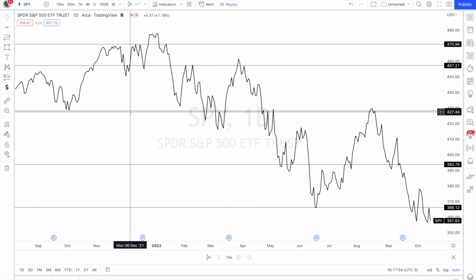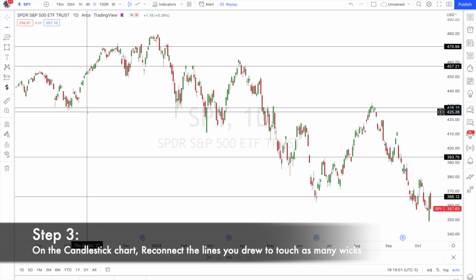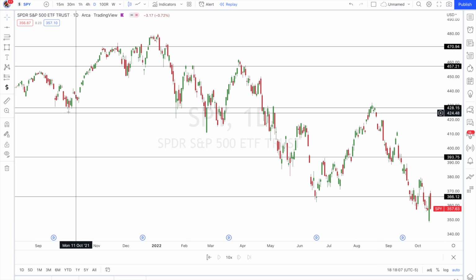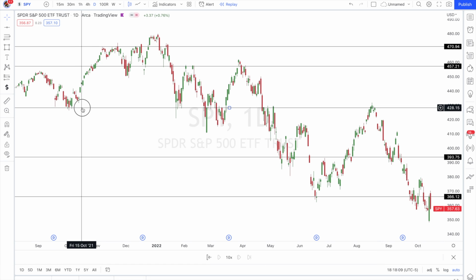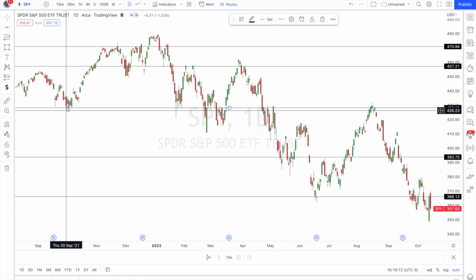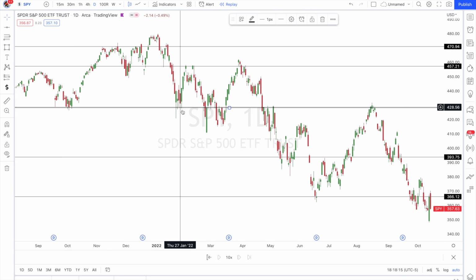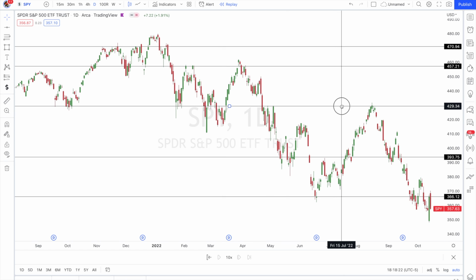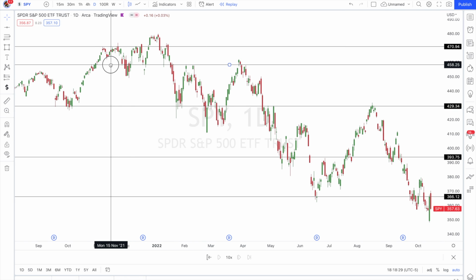Okay, after you've got your most obvious points out the way, go ahead and go back to your candlestick chart and try to connect these levels to where it can touch as many candle wicks or candles as possible. So for example, you see this support right here touching multiple wicks and candles over here, touching multiple wicks over here, candles and wicks over here, and over here. So this is pretty accurate right there.